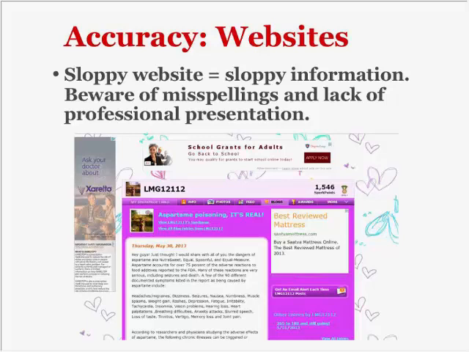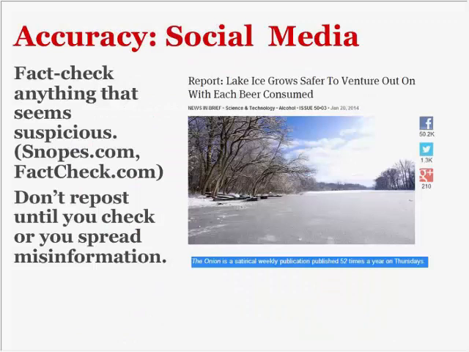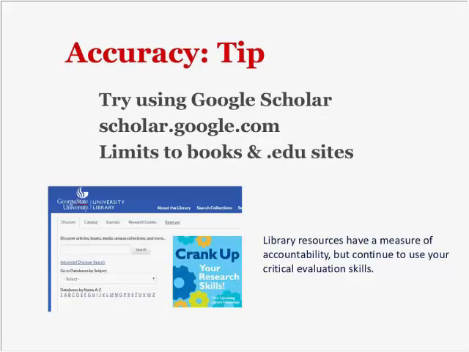Websites, be careful on accuracy. If it's a sloppy website, it probably has sloppy information. Be really careful of social media, because social media can make any kind of claim and often does. So be sure you go out there and fact check everything. You can use Snopes, or factcheck.com. An accuracy tip then is try using selected Google sites like Google Scholar, which limits your results to books or educational sites. And again, use those library sites because there's a measure of accountability and acceptability in the things that we've chosen for the library sites.